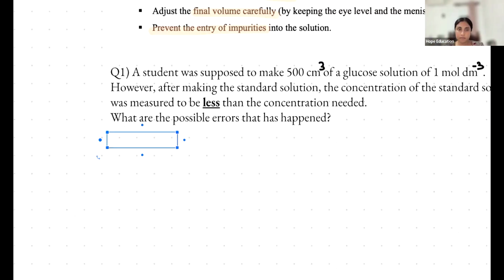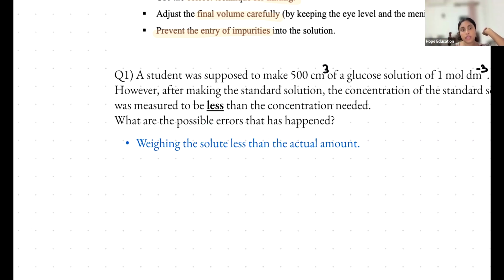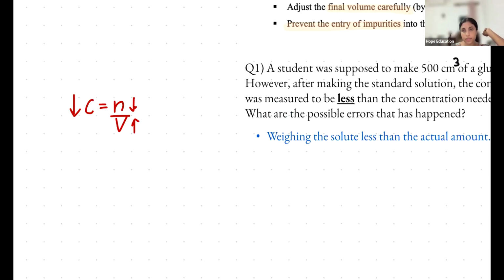I'm getting correct answers in the chat box. Others also please tell me your answers. Weighing the solute less than the actual amount. Don't just write that the solute was weighed incorrectly. Here it says less than the concentration needed. Less means the solute has been measured in a smaller amount. When the solute is measured less, the number of moles is lower, so the concentration decreases.